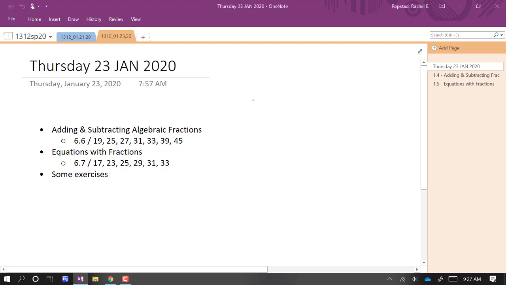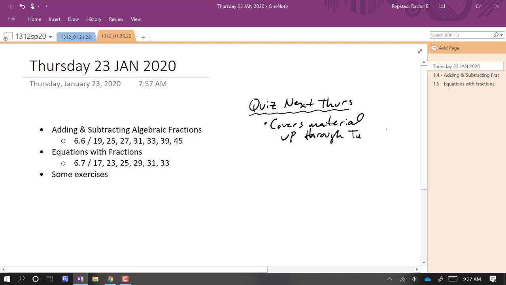And so we're going to have a quiz next Thursday, which will cover material up through what we get to on Tuesday. Tuesday the 28th. So algebraic fractions and some trig.